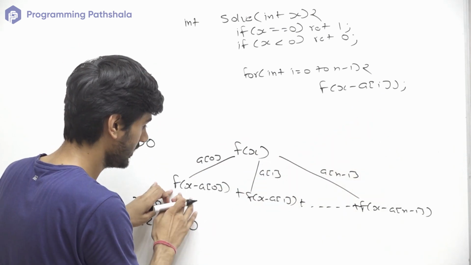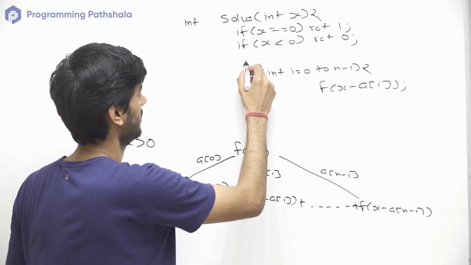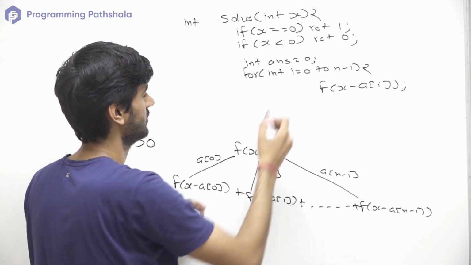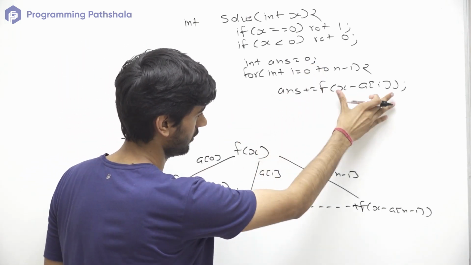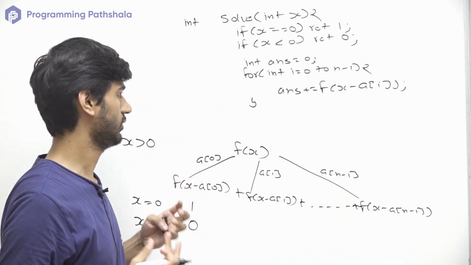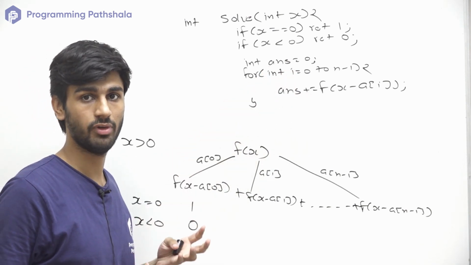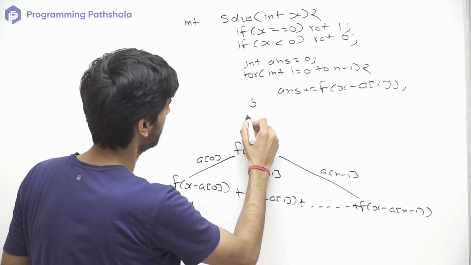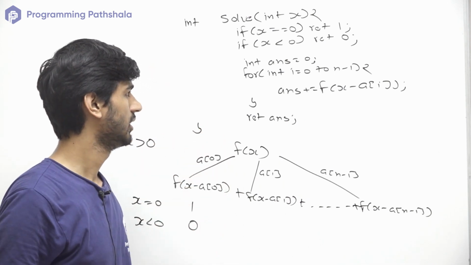Now what we have to do is keep on adding whatever values they will return. So let's have a variable in which we can store that. It will be initialized with 0, and we can keep on adding whatever these functions will return. So after this for loop, we can say for sure that this variable ans will have the distinct number of ways that are required to get a sum of x. So we can simply return ans after this for loop, right?